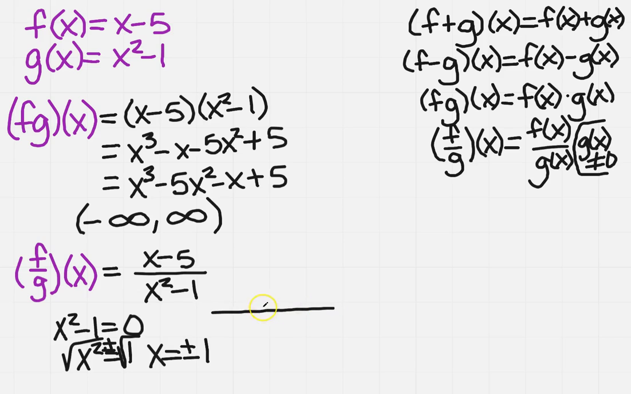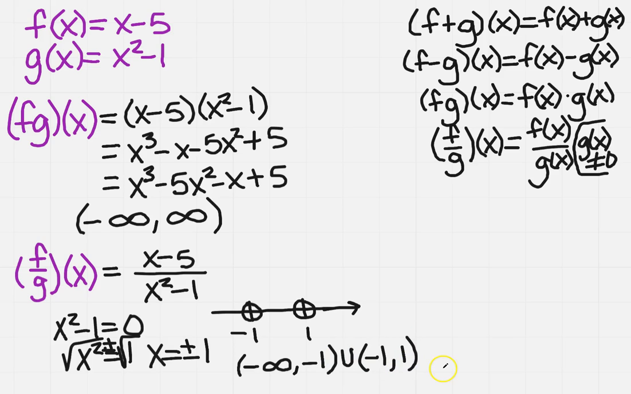Now I want to do the interval notation, so I want to draw it out. We're saying it can't be that, so it's going to be an open circle. So it's going to go from negative infinity to negative 1, not including. And then it can go from negative 1 to 1, not including either one. And then it can go from 1 to positive infinity.